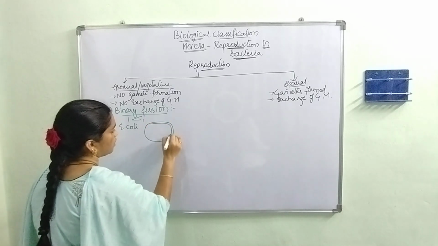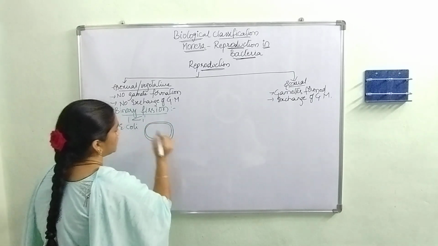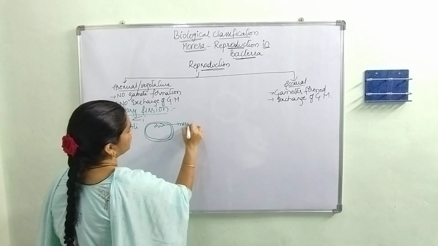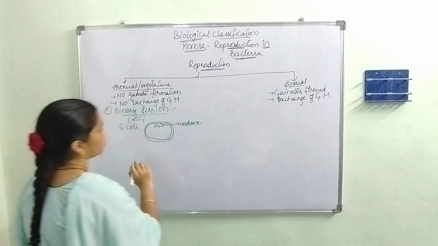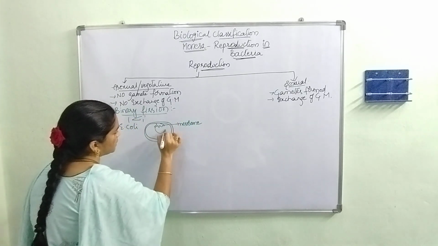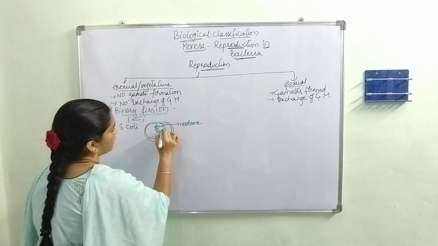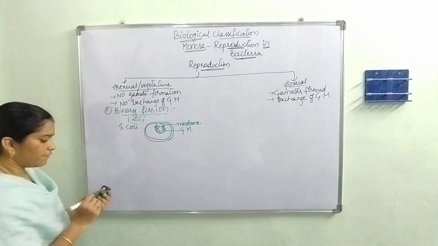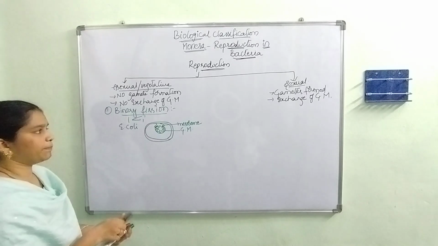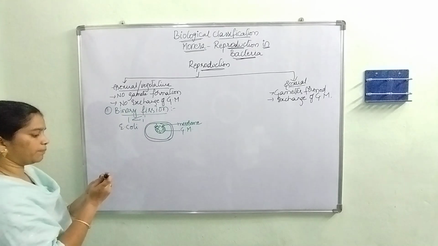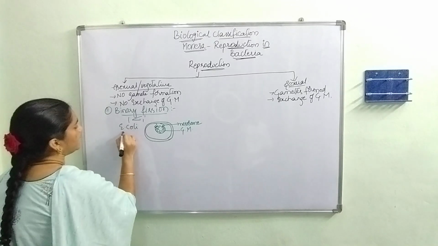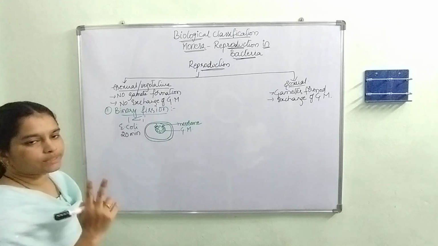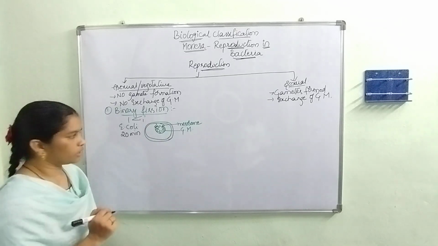This is the cell wall and this is the cell membrane. This is the mesosome. And this is the genetic material. In binary fission, the bacterium replicates. For example, E. coli replicates in 20 minutes. It divides into two cells, one mother cell and one daughter cell.